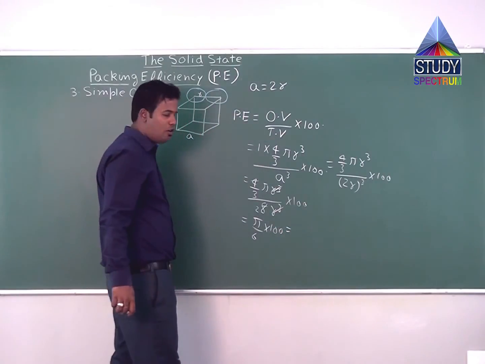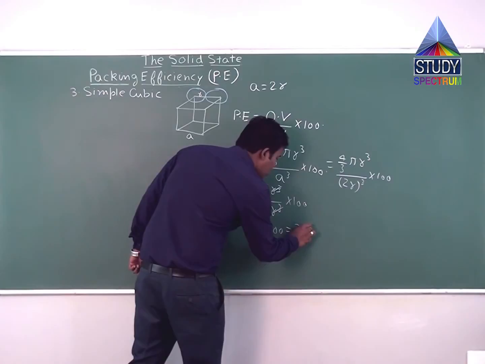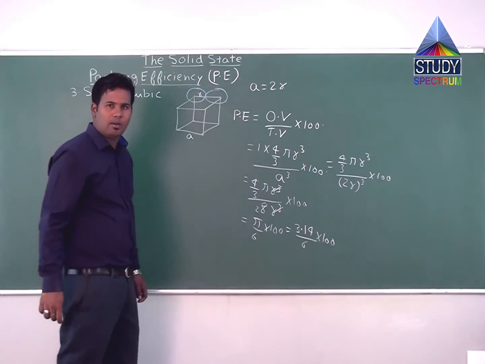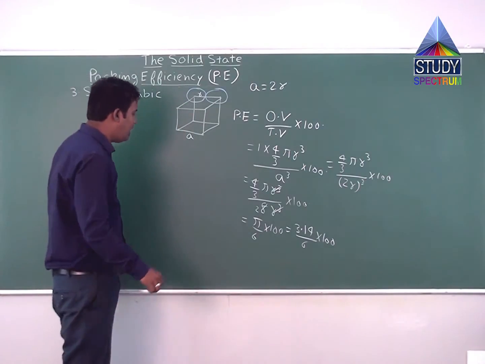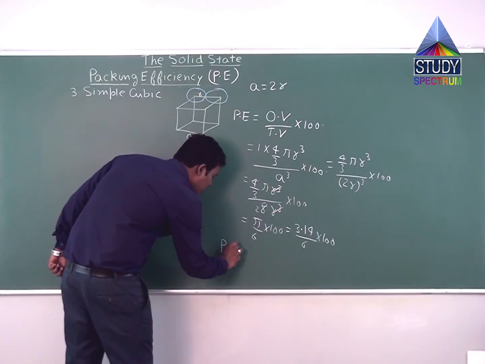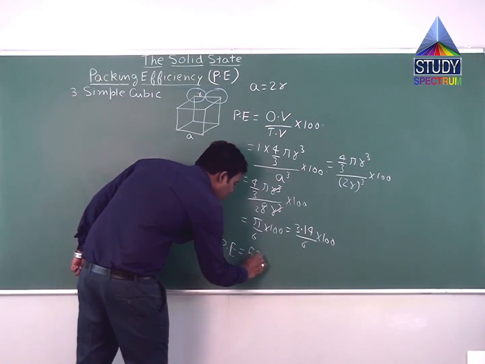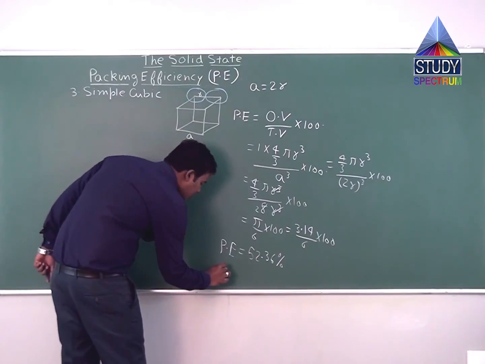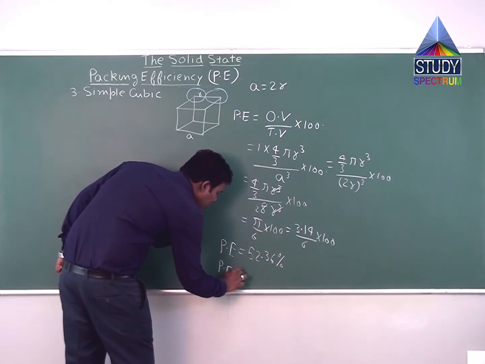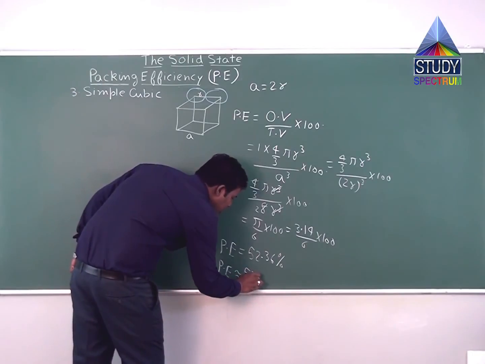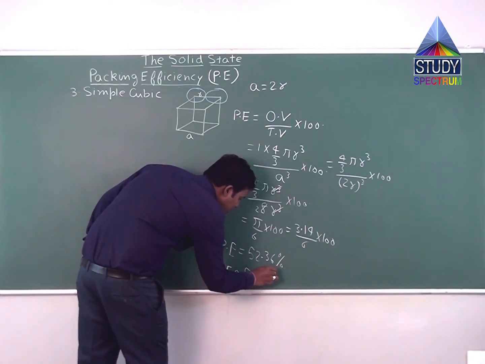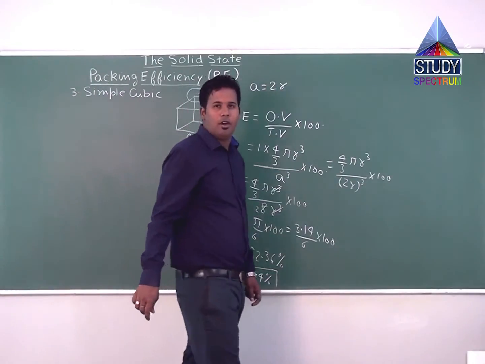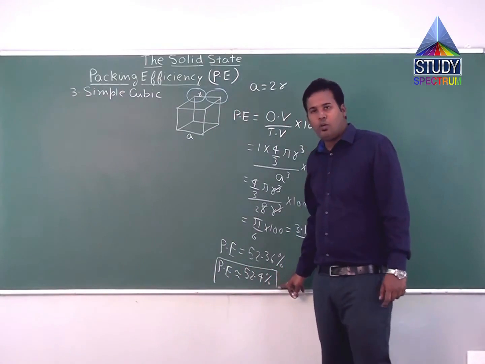If I substitute the value of pi, that is 3.14, divided by 6 into 100, and if I calculate these numbers, 3.14 divided by 6 into 100, then this packing efficiency turns out to be 52.36%, or we can say packing efficiency is roughly 52.4% if we round off this number. So the packing efficiency of this third type of unit cell is coming out to be 52.4%.